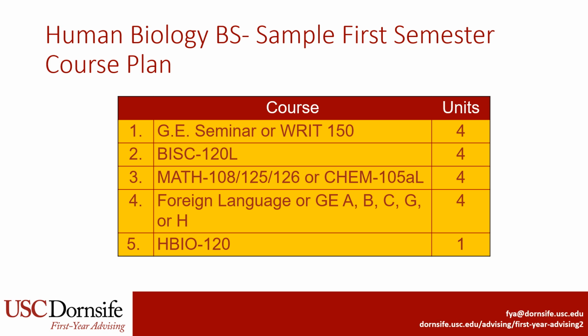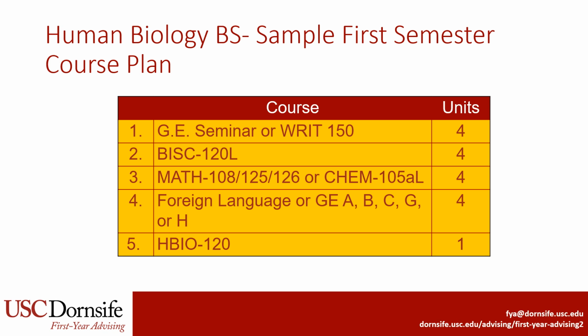Since everyone is admitted to the BS, this is a sample first semester course plan for students in human biology. All students are required to take a GE seminar and RIT 150 in their first year. These should not be taken in the same semester. We recommend all students start with Biology 120. You may choose to pair this course with either math or the first semester of general chemistry.